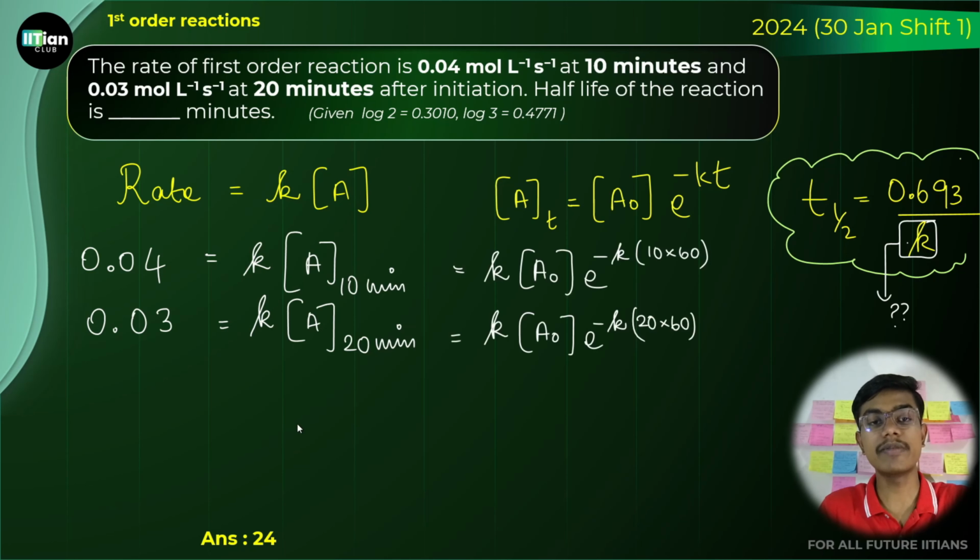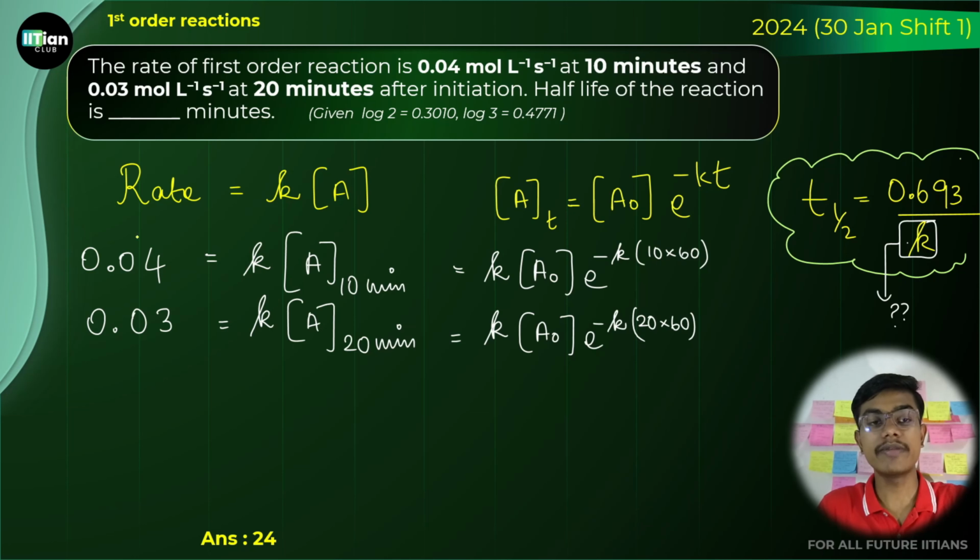When we substitute, we'll be getting 0.04 is equal to k into A0 e to the power minus k into 10 into 60. Because k usually we'll be writing in seconds and we'll be converting this to seconds as well. 10 into 60 will be giving us the time in seconds. Same thing goes for 0.03 equal to k into A0 e to the power minus k. Time is 20, so 20 into 60.